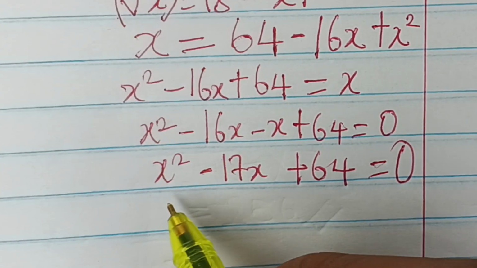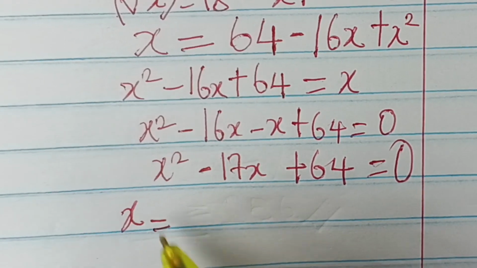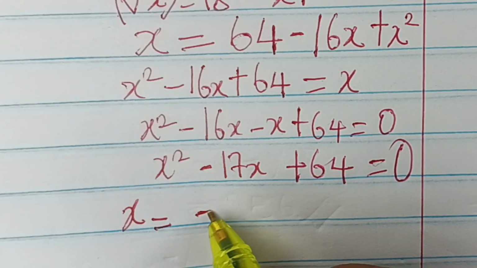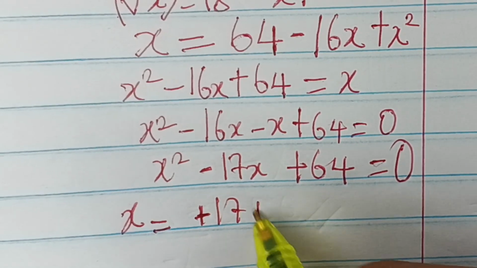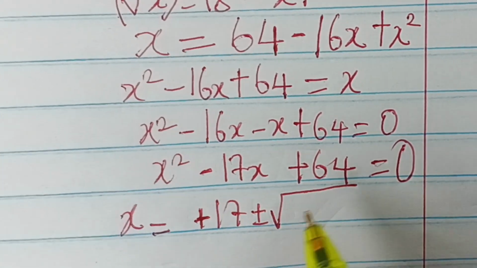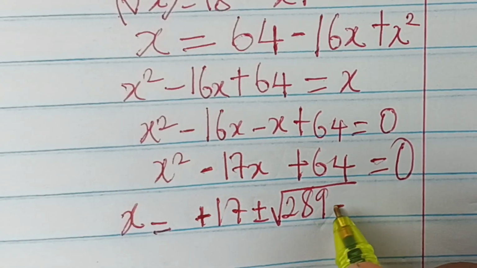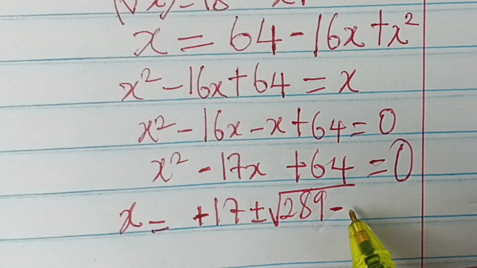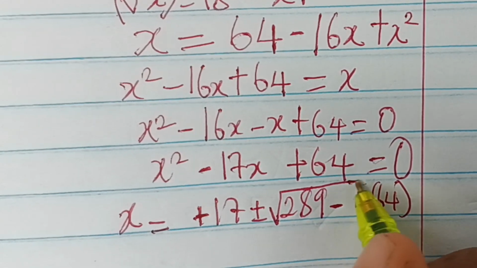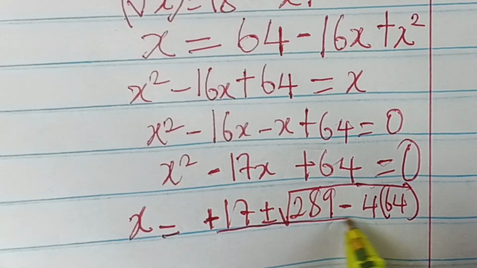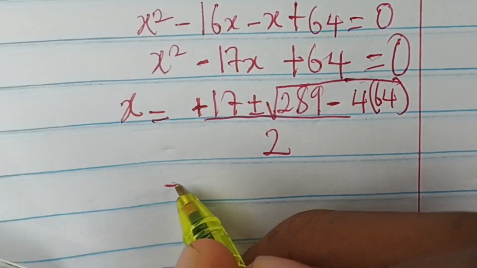From here, I can apply the quadratic formula in solving and finding the values of x, and this will be equal to minus b, so minus this is plus 17, plus or minus square root of minus 17 all squared is 289, minus 4ac is minus 4 into 64 times 1, all over 2a, is 2 times 1, which is 2.